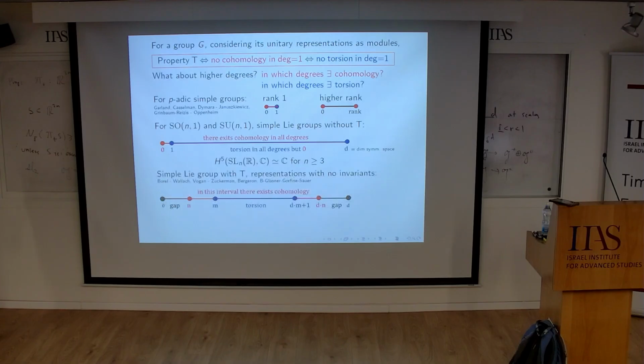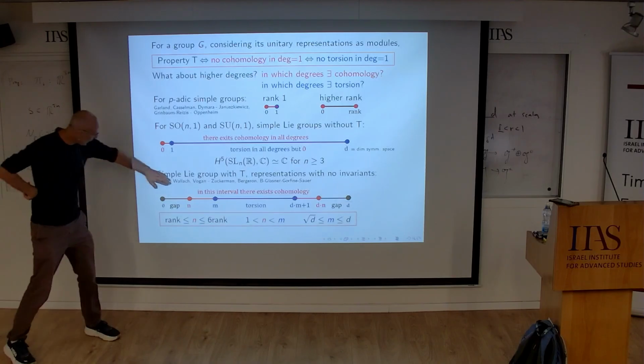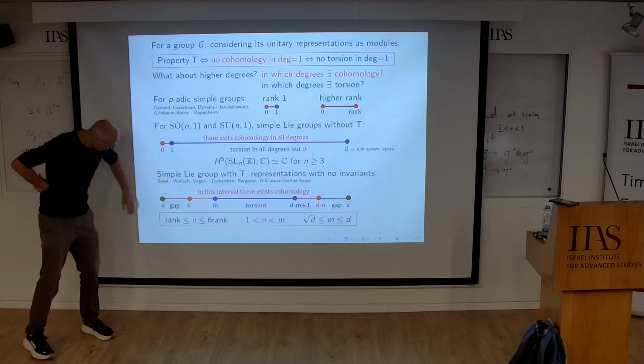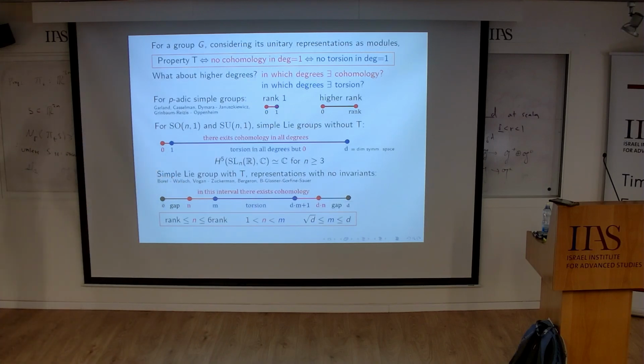So I'm looking at cohomologies of simple groups, but I'm excluding the trivial representation. I'm assuming no invariants. And we came up with the following picture. So apparently there is a first degree, until which we always have vanishing of cohomology.